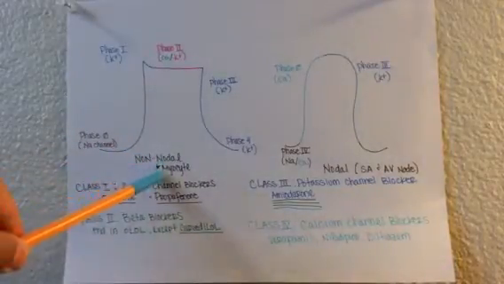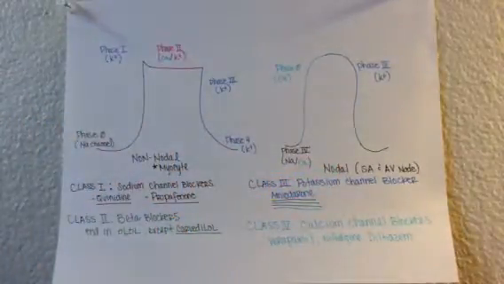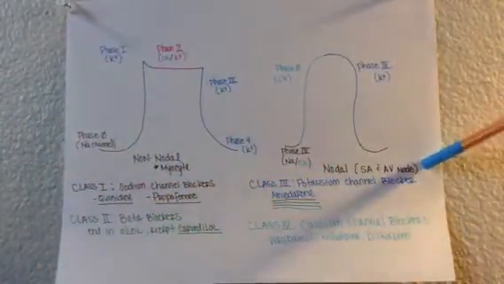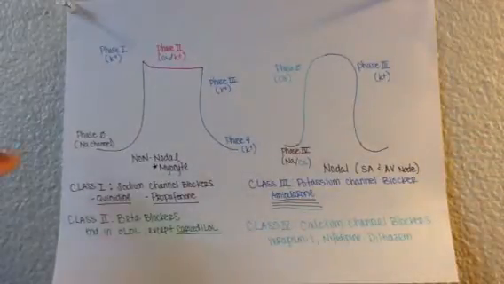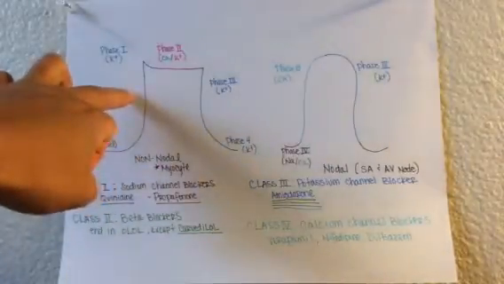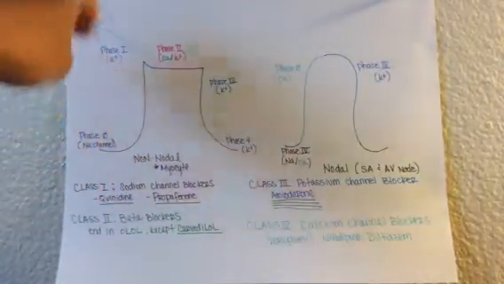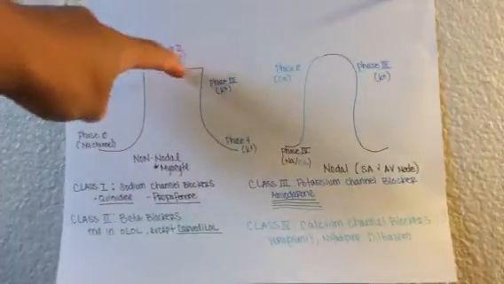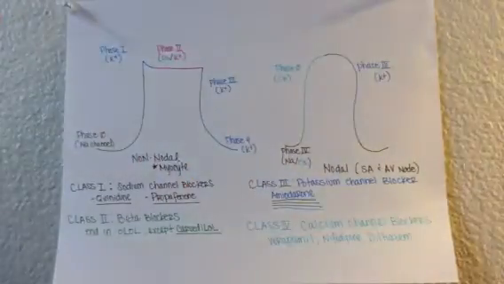These are the non-nodal waveforms, and these are the nodal waveforms, like your SA node and your AV node over here. And you can see at the different parts of the waveform where the sodium channels are working, where the potassium channels are working, calcium and potassium, et cetera.